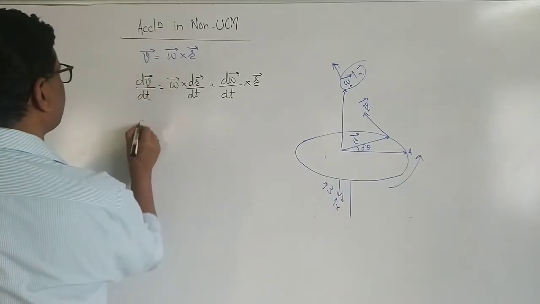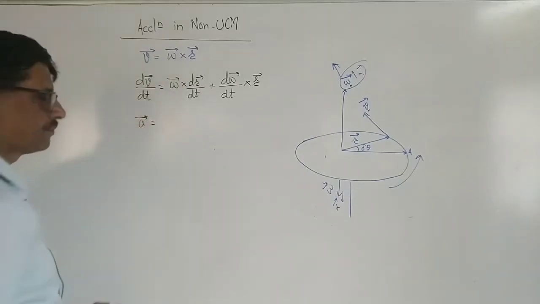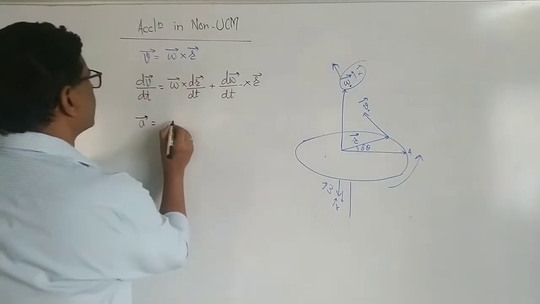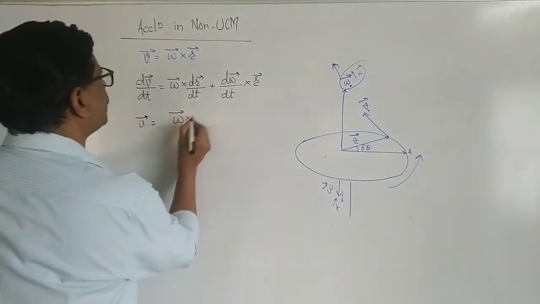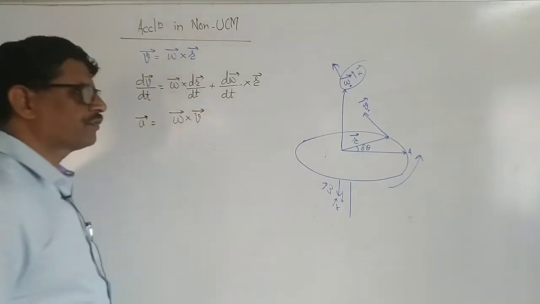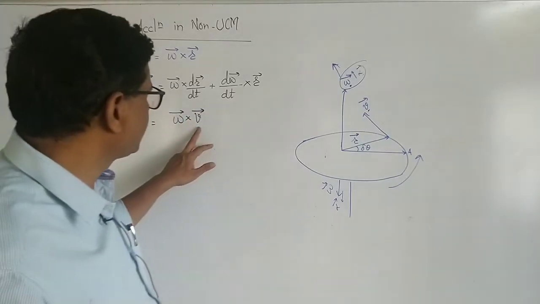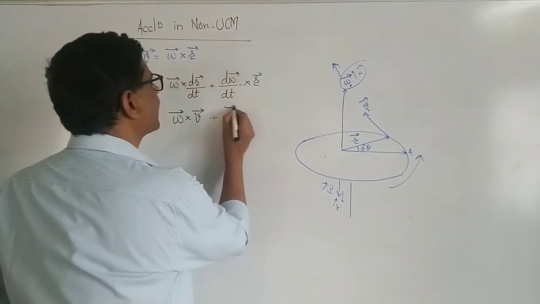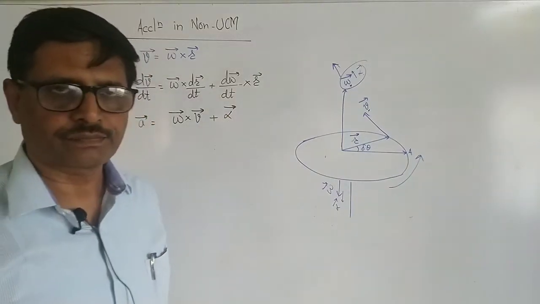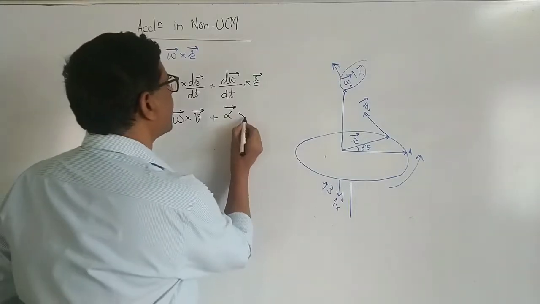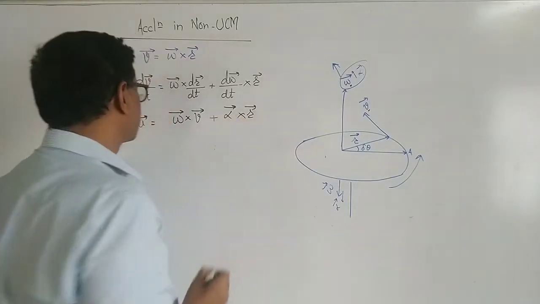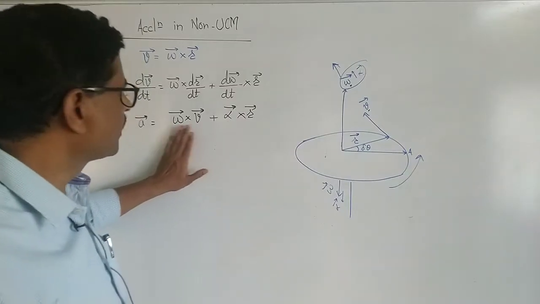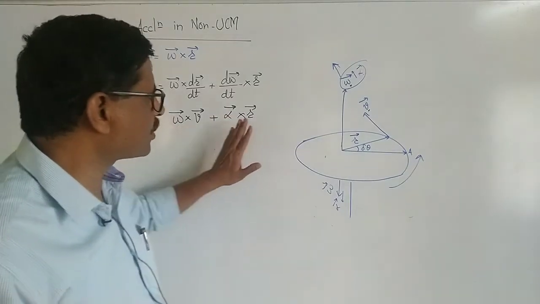Here dv by dt is the acceleration. Rate of change of linear velocity is the linear acceleration. I keep here omega into dr by dt, the rate of change of position, that is the linear velocity, plus the rate of change of angular velocity, that is angular acceleration, cross r. This is what I get: acceleration is equal to omega cross v plus alpha cross r.